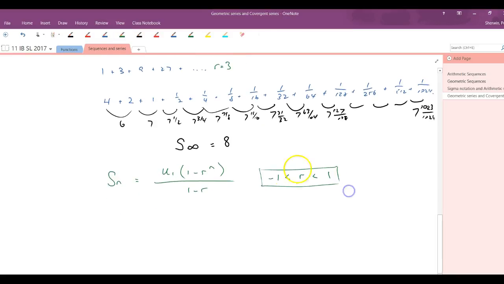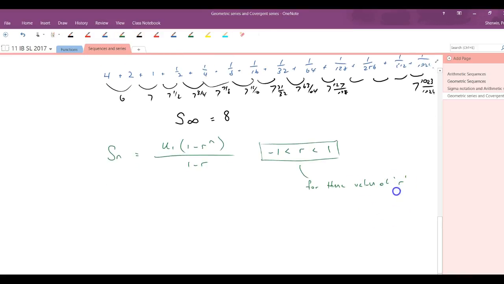So for these values of r, very important point, for these values of r for our common ratio, the geometric series will converge.